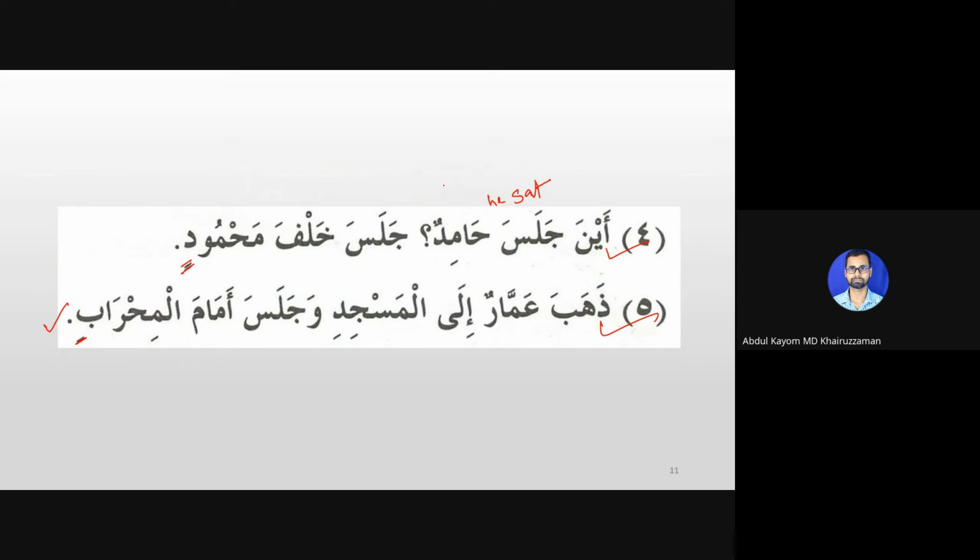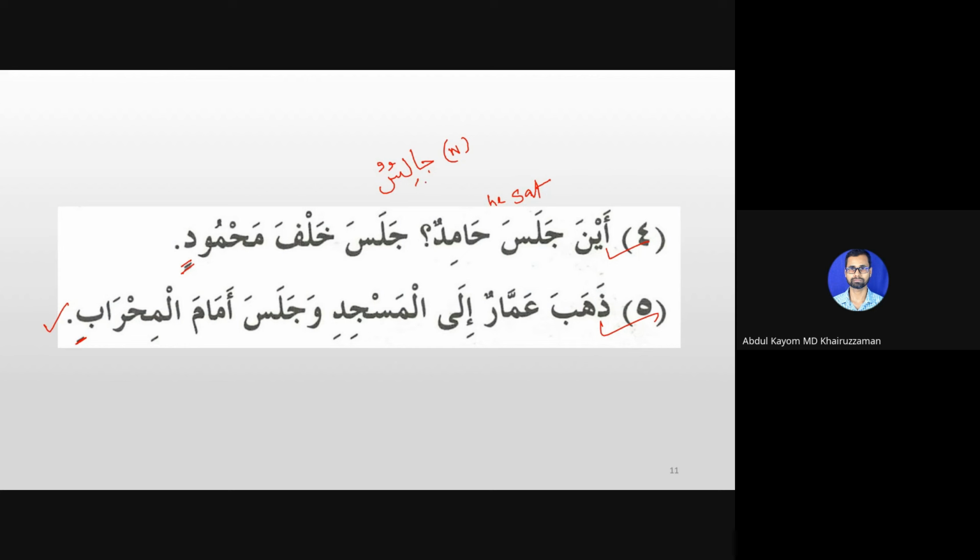So jalasa is a verb, right? Jalasa is a verb. So when you say jalisun, we call it active participle from jalasa, this verb. We'll learn this in the later books actually. So jalisun is a noun, but jalasa is a verb. Jalasa means he sat. Jalisun can mean sitting.